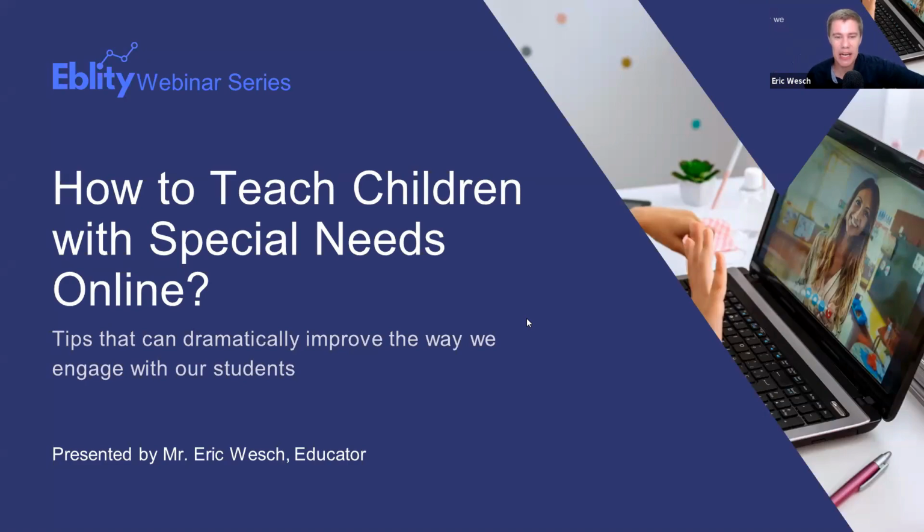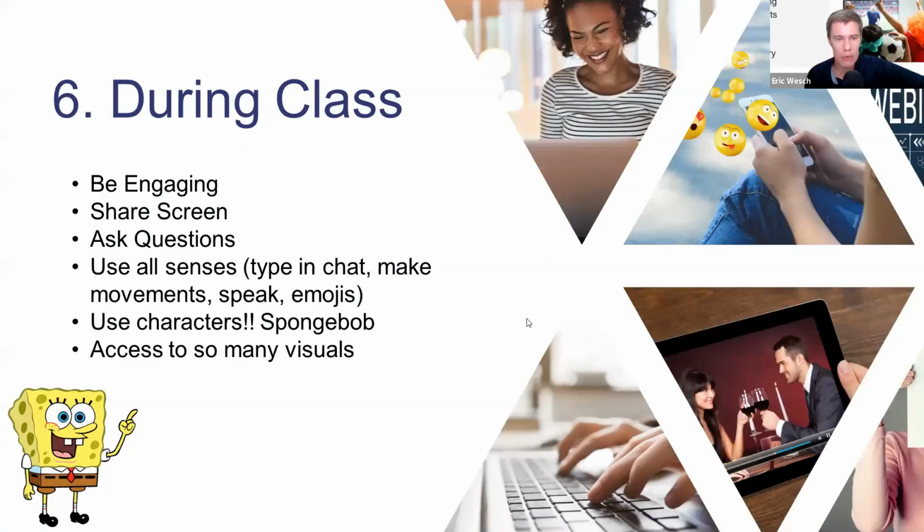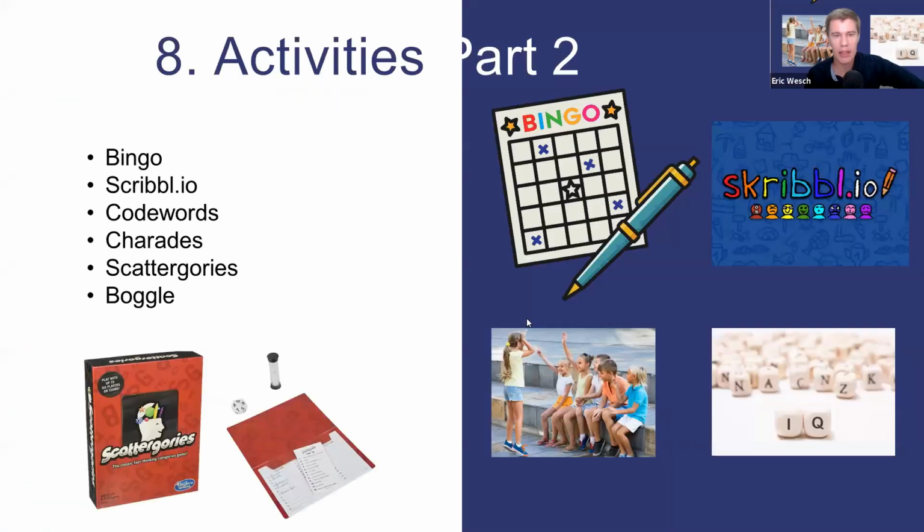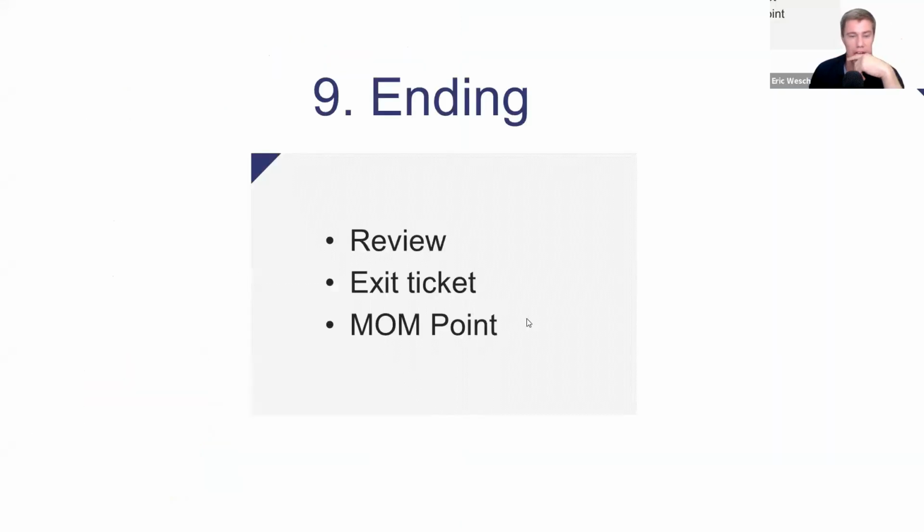Okay, let's quickly go through to the end. There are some other activities. Bingo. Scribble is a fantastic site that you can use for the students to play some drawing games with each other. It says like hat, and the student has to draw a hat, and everybody guesses. You can use categories, charades, so many fun activities to engage our students.